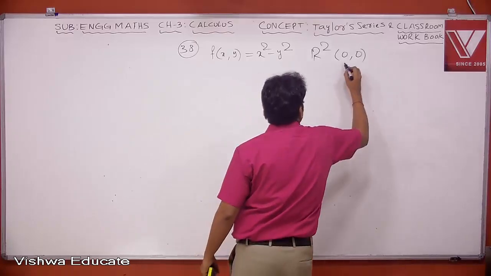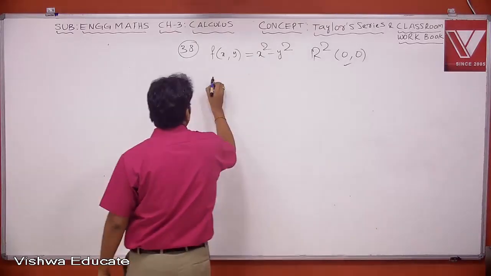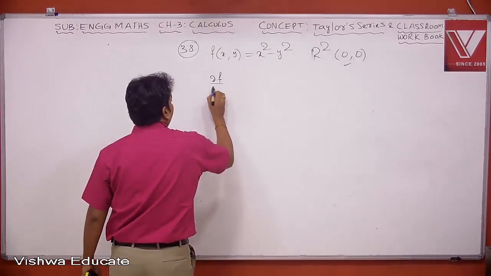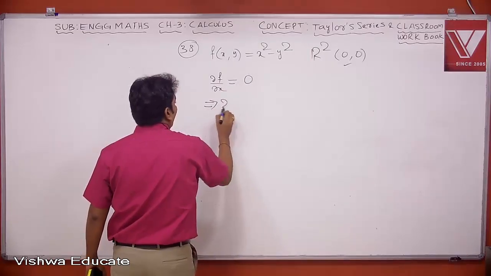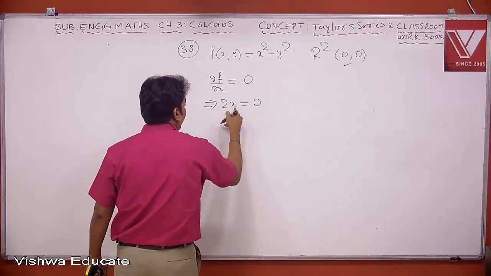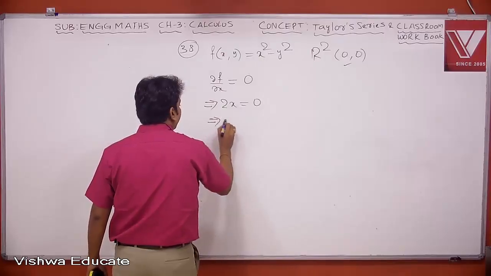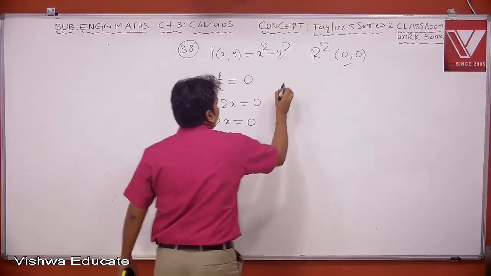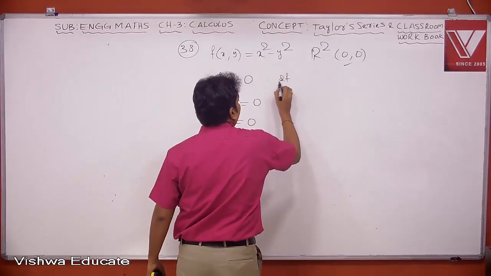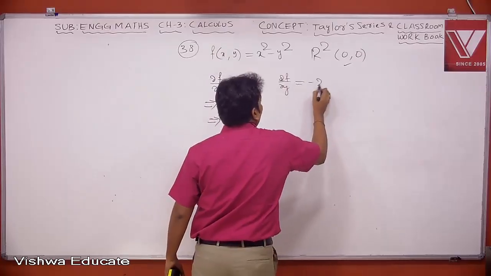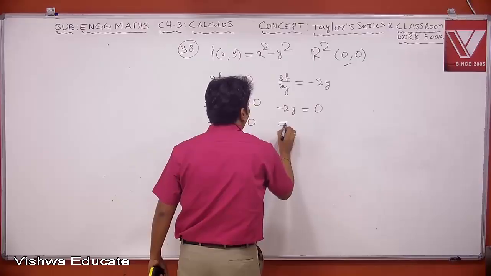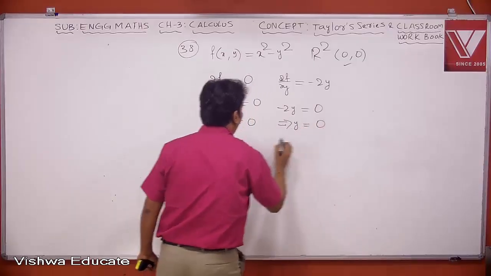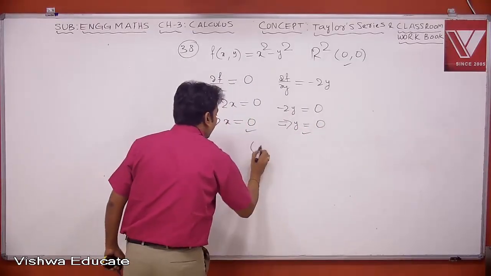Here directly (0,0) is given, but make sure that (0,0) is a stationary point. So you must calculate stationary points at first. ∂f/∂x is 0. This implies ∂f/∂x is 2x equal to 0, which implies x is 0. Next, ∂f/∂y is minus 2y. So here minus 2y equal to 0 implies y is 0. So what is my stationary point? (0, 0). This is clear.